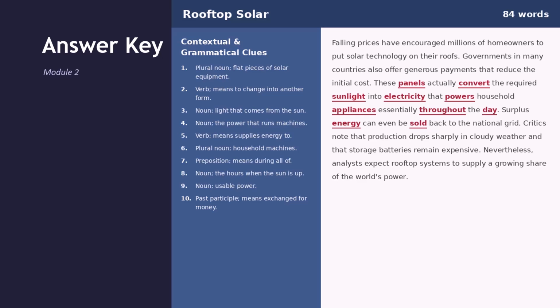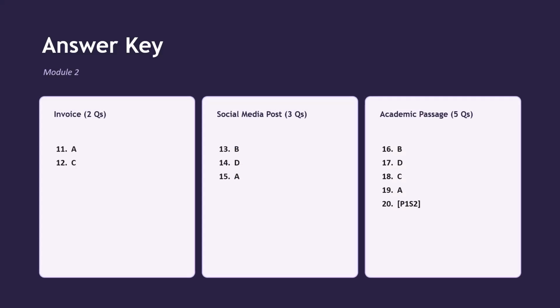All right, so here are the answers to the complete the words. Panels convert sunlight, electricity, powers, appliances throughout day, energy, and sold. And you can see how all these words are related to the context of what that paragraph was about. Number 11 is A, 12 is C, 13 B, 14 D, 15 A, 16 B, 17 D, 18 C, 19 A, and 20 is from paragraph 1, sentence number 2.